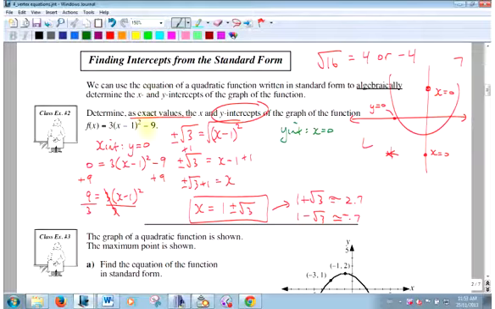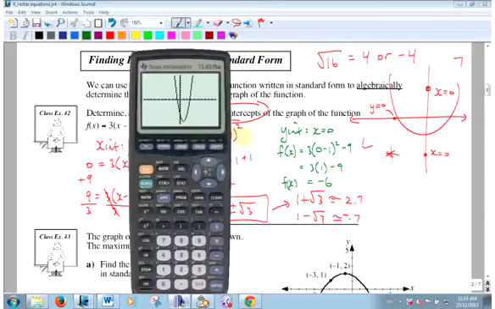X is 0. Let x be 0. You can make that a y if you want. Okay, 0 minus 1 squared minus 9. So 3 times, what's 0 minus 1? Minus 1. What's minus 1 squared? 1. Minus 9, what's 3 minus 9? Minus 6. Does it look like about minus 6? Sure.